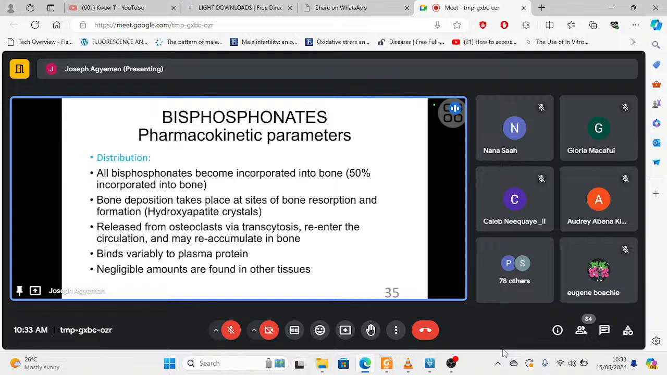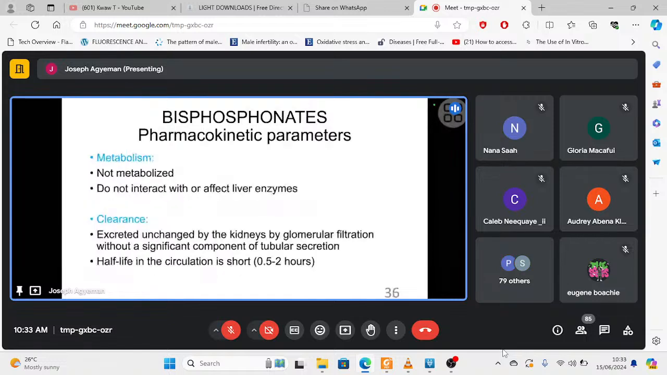Now, when it comes to other tissues, a negligible amount is seen in other tissues. They go into osteoclast cells and affect them. And the good thing is that after they are done with their work, they can also be released from osteoclasts and then re-enter the general circulation and even go back to the bone. So these agents are very good.